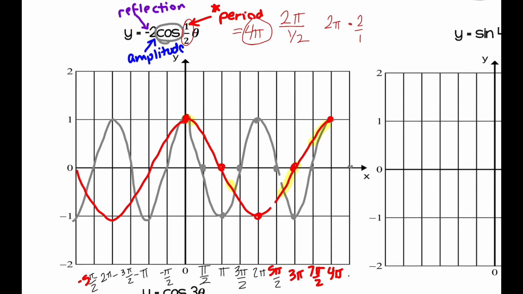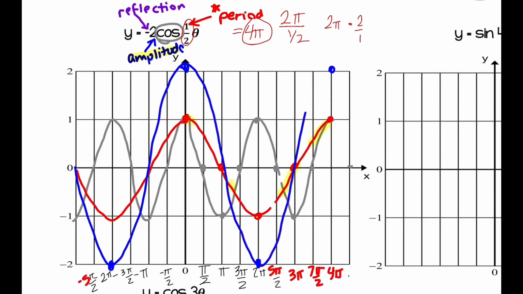Okay, so the next thing that we're going to look at is the amplitude. The amplitude, that's not that hard to do. You're just going to make it twice as stretchy. So what I like to do is put my points so I can kind of guide my drawing. I'm still going to go through 0, and every time I go through 0, I'm still going to go through 0. But I'm going to go twice as high and twice as low, like that.